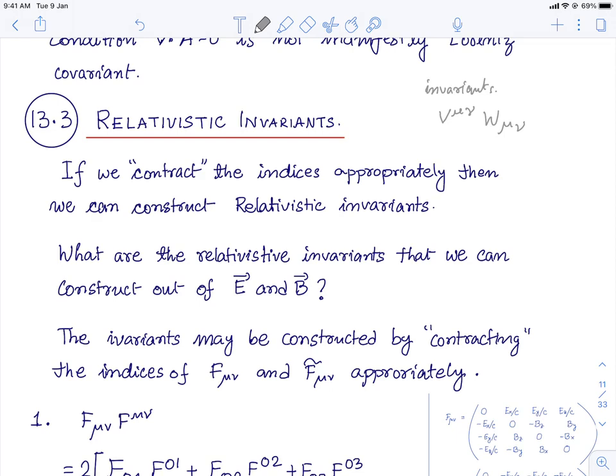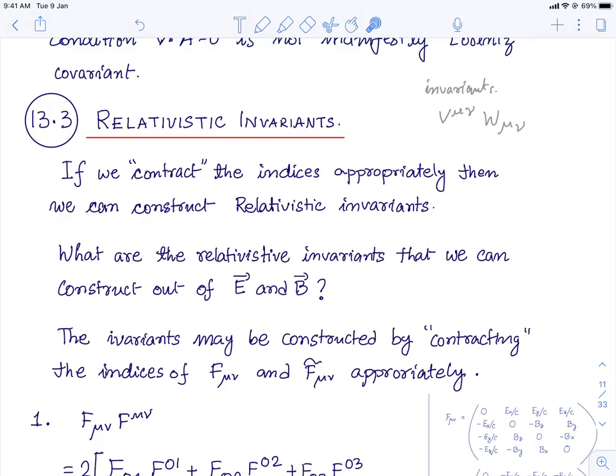By contraction I mean this process of taking the indices and summing via the metric. One is a vector index, the other is a covector index, and you set them equal and sum them. That is what I mean by contraction, and this is the way in which you can get invariants, or objects that do not transform under Lorentz transformations.